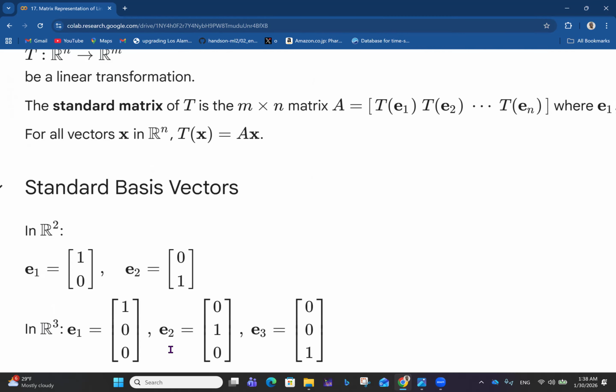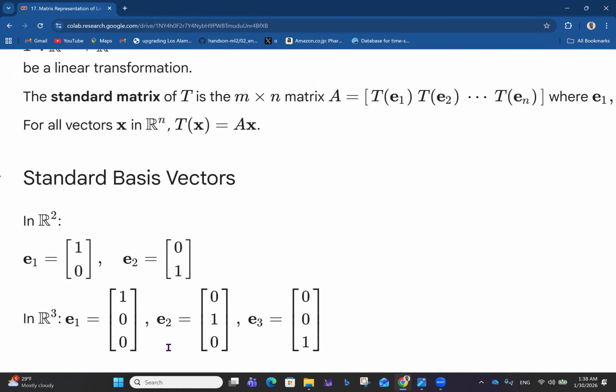So let's talk about standard basis vectors. Generally speaking, in two dimensions, there are two standard basis vectors: e1 is (1, 0) and e2 is (0, 1). In three dimensions, you have e1 as (1, 0, 0), e2 as (0, 1, 0), and e3 as (0, 0, 1). So it's like having the columns of identity matrices in these dimensions, basically.